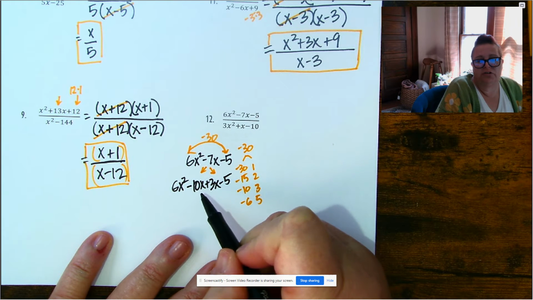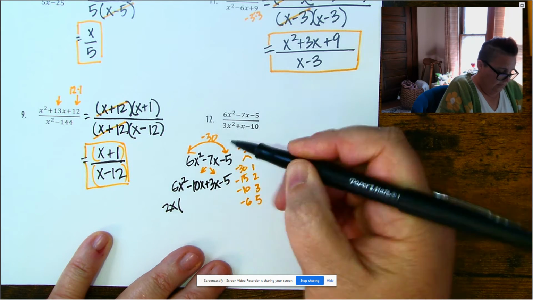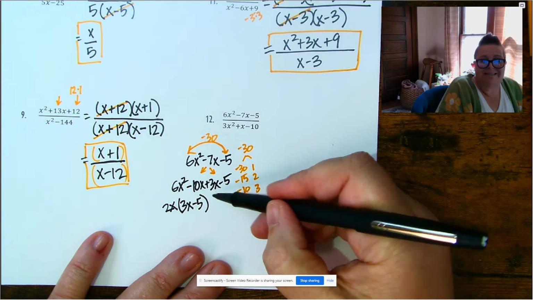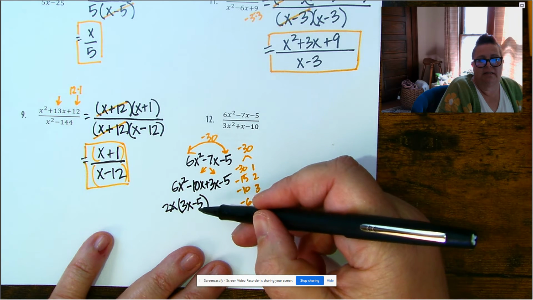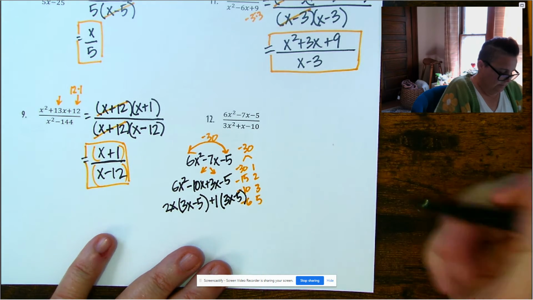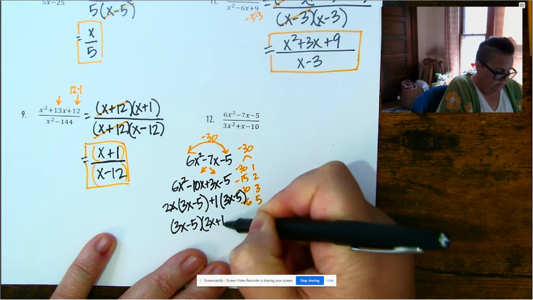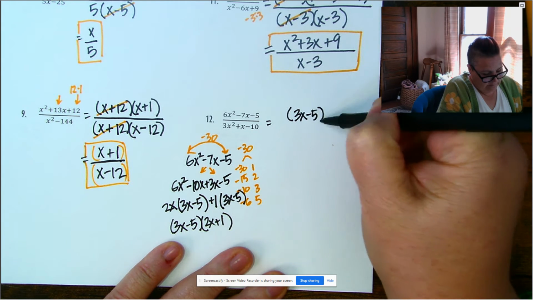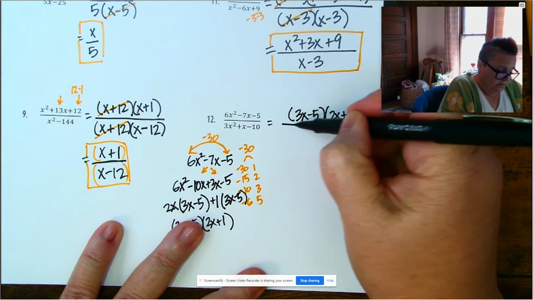Now, from my first two, they're both even, so I can pull out a 2 and an x. And that's going to leave me with 3x minus 5. For my second pair, I can't pull anything out. But I do notice that what's left is exactly this. So I'm going to do a plus 1, 3x minus 5. So now I've got 3x minus 5, 2x plus 1. Okay. So I know what my numerator factors into.